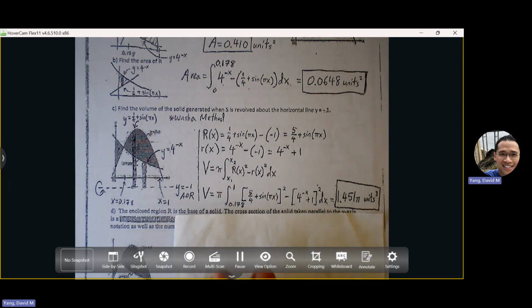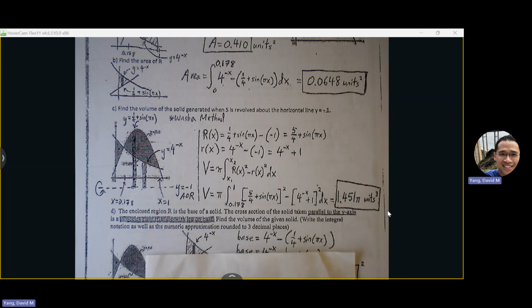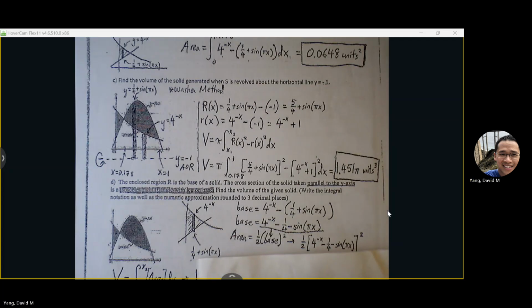Okay, for part D, it says the enclosed region is the base of a solid. The cross section parallel to the y-axis. So think about that, parallel to the y-axis. Y-axis is this way. Parallel means we're going to stay vertical. Isosceles right triangle with leg on the base. So there's a formula for that. But we first build our base, which is simply top minus bottom. And then isosceles right triangle with leg on base is 1/2 base squared.